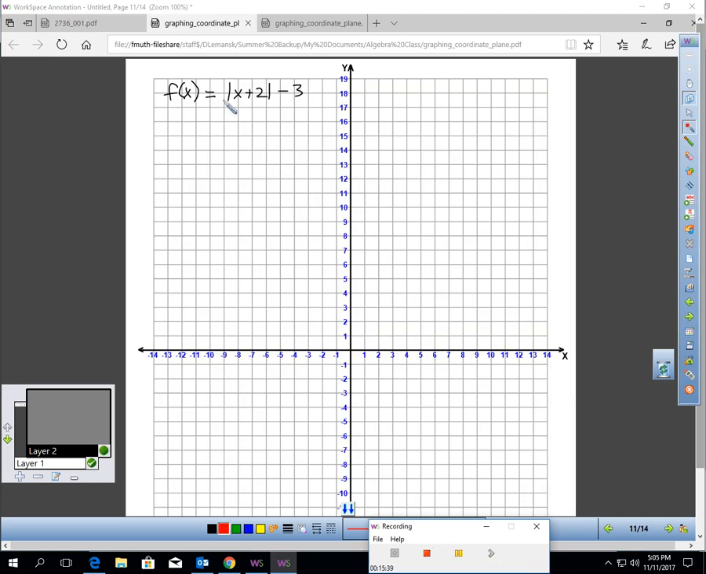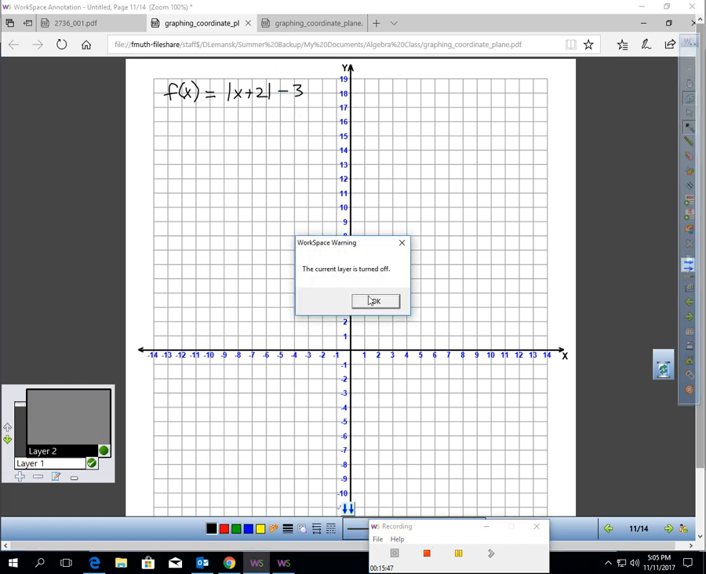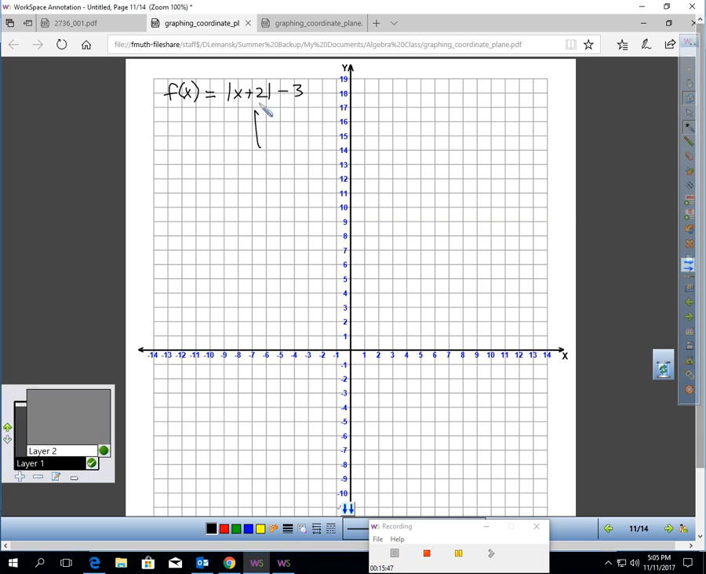Okay, so for the absolute value of x plus 2 minus 3, here's my vertex. Right here, these two numbers. Now just be careful. This number is backwards from what I think. So this tells me to go left 2, up 3. So my vertex would be here at negative 2, 3.